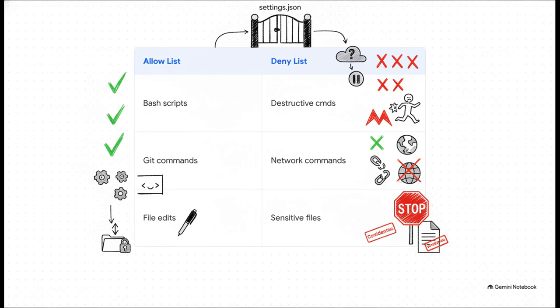But conversely, your denial list strictly prohibits destructive actions. You absolutely want to deny commands like rm -rf, direct network calls like curl, or anything that could accidentally ruin your week, like letting it access your .env secrets. And if a command falls somewhere in the middle, Claude will safely pause and ask for your manual confirmation. It really is the perfect safety net.